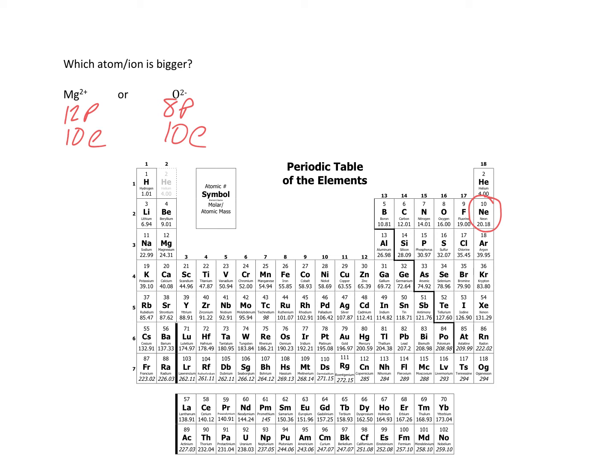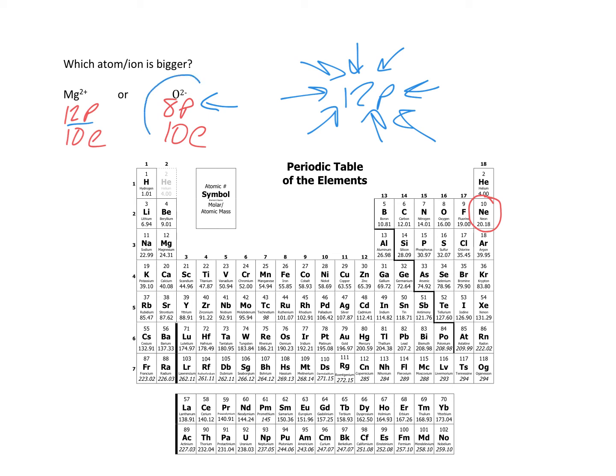So then the question becomes, which one is bigger? The only real difference between them is their number of protons. If you remember from the atomic radius trend, when you have more protons, the protons are pulling inward on the electrons. The more protons you have, the more they pull inward, and that makes the atom smaller. So if we're comparing size, we expect O2 minus to be bigger because it has fewer protons and everything else is the same.